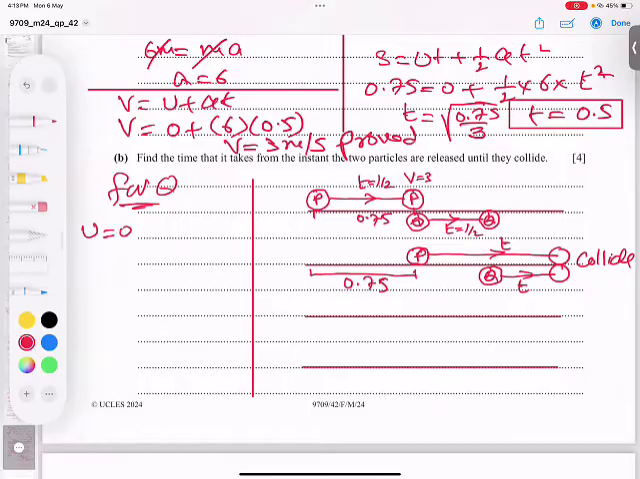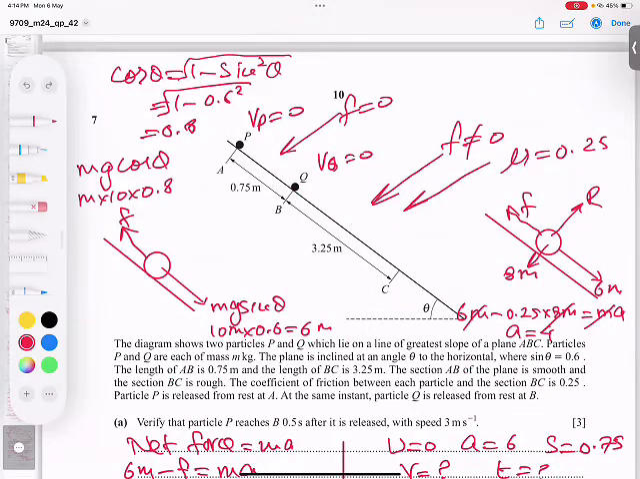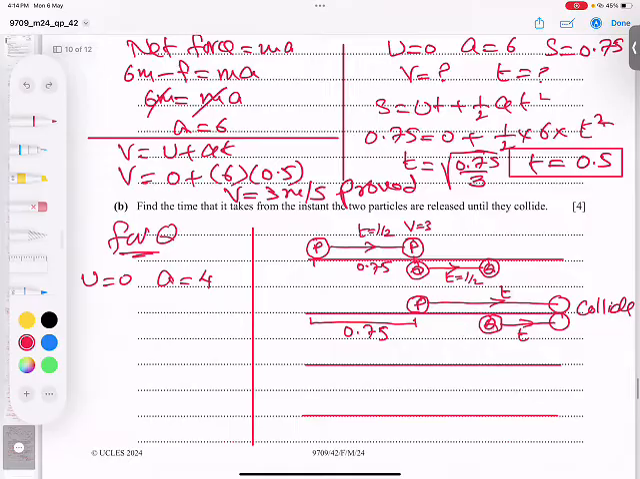Starting speed 0, acceleration is 4. How much will it travel here? I want to find the total distance from here, so this distance. Hold on, let me tell you one thing. What is the basic plan here, students? The acceleration for this is 4. Now here, u is 0, and I want to find out, because Q is traveling, what the speed is at this moment. That is very important.